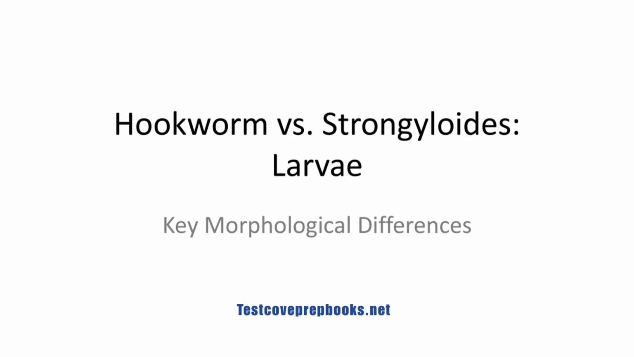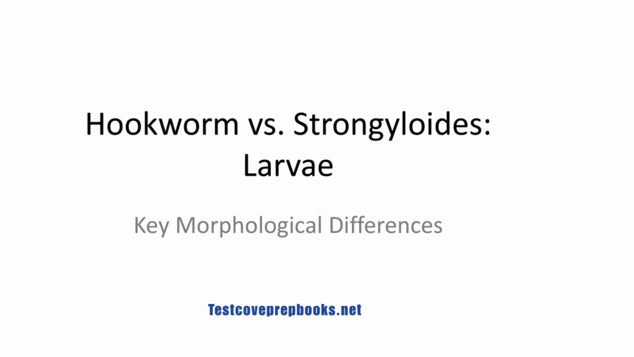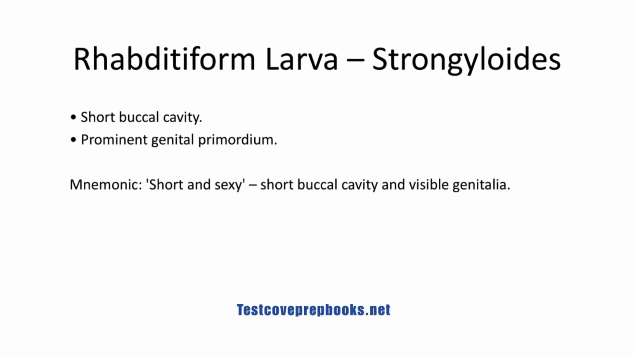When distinguishing between hookworm and Strongyloides larvae, remember the key differences. For the rhabditiform larva, Strongyloides is described as short and sexy. It has a short buccal cavity and a prominent genital primordium. These features set it apart from hookworm rhabditiforms.